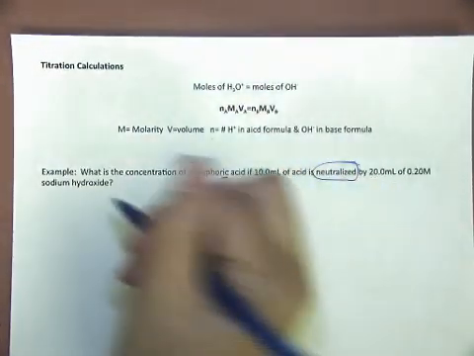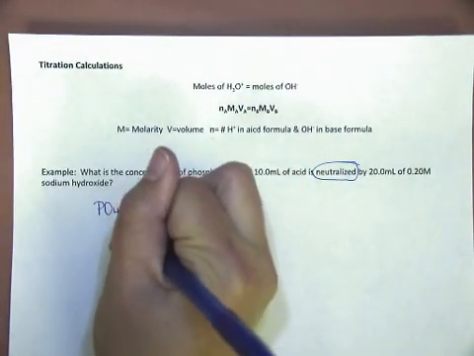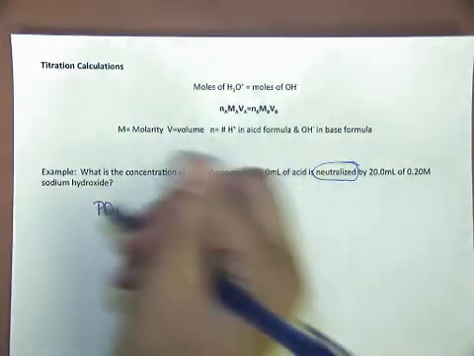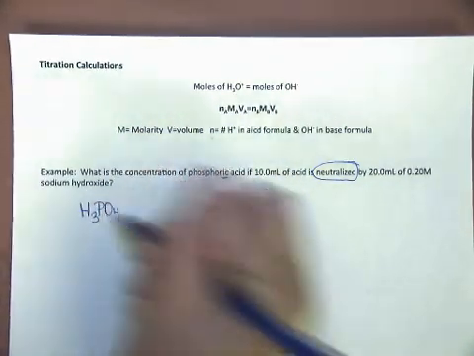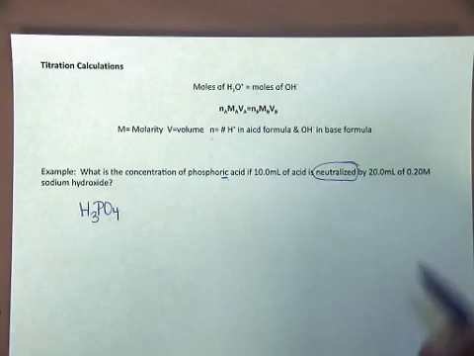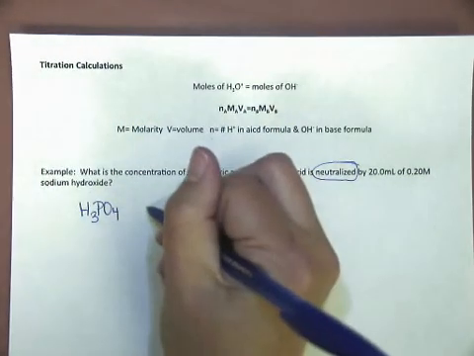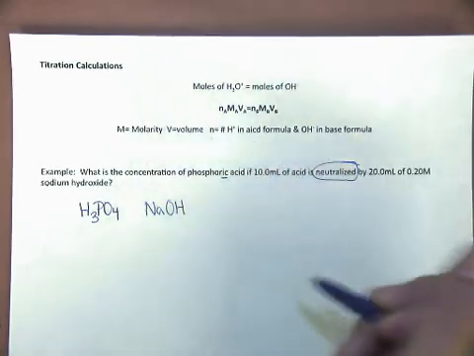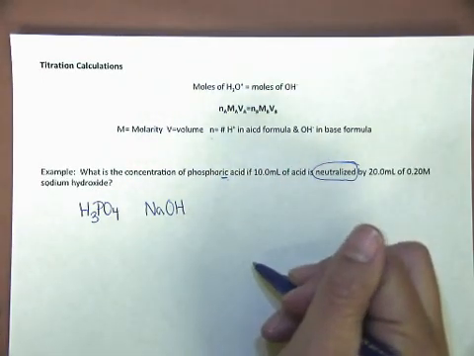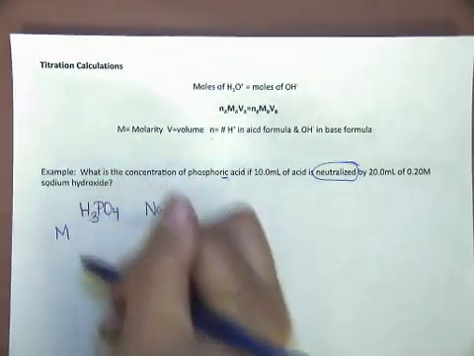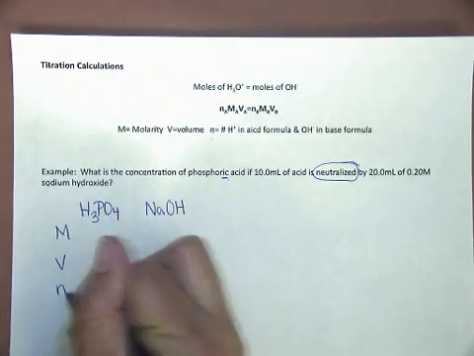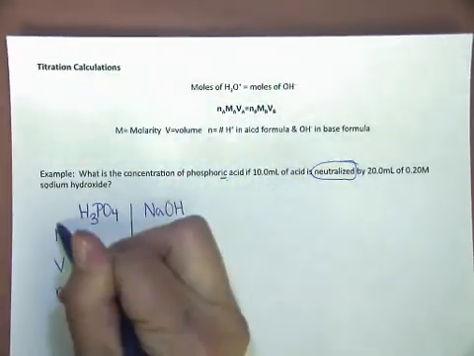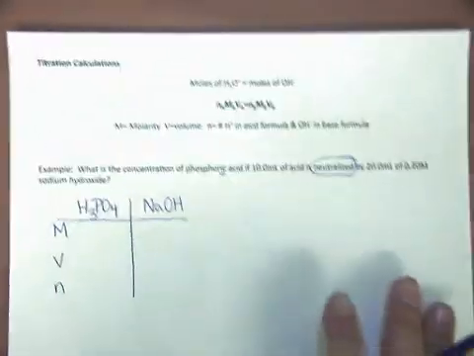It's important that we write our formulas correctly. Phosphoric acid came from phosphate, so that's PO4. It has a charge of -3, so it means I have 3 hydrogens on the front. Sodium hydroxide: sodium has a charge of +1, hydroxide has a charge of -1, so they cancel out. I want to know concentrations, volumes, and the number of hydrogens or hydroxides.